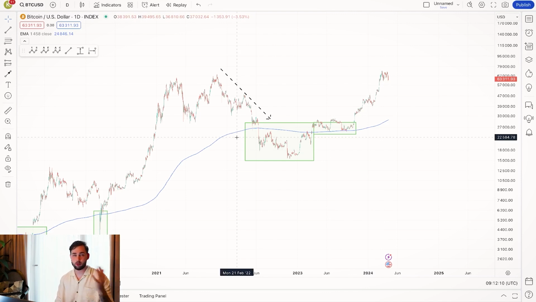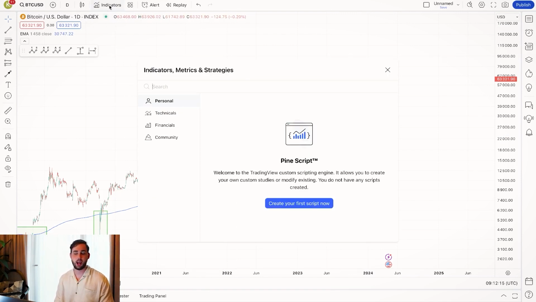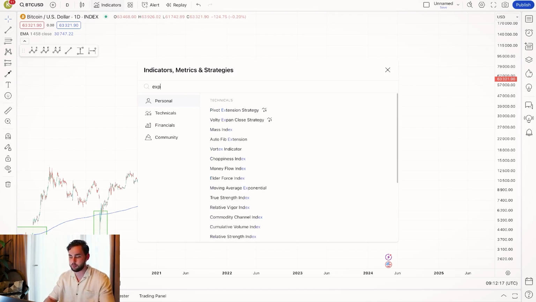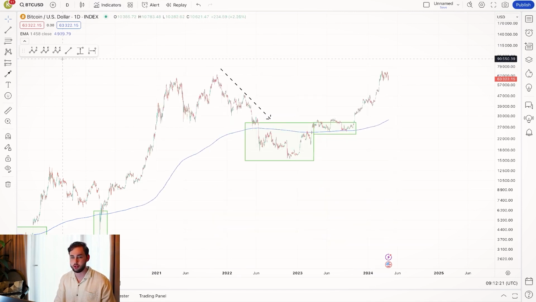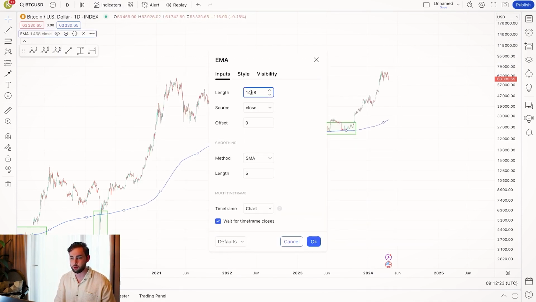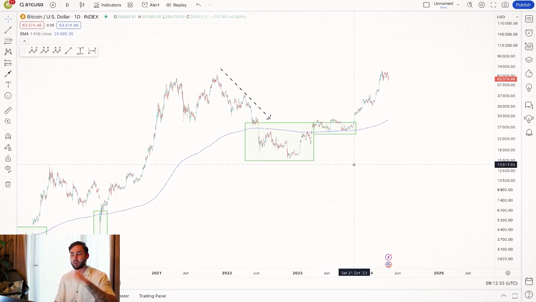Now, to show you how really simple it is, come to tradingview.com, click the indicators button up here, type in EXPON for exponential, click the moving average exponential, double tap up here, it'll be default set to 9, just change the length under the input section to 1,458, of course, representing the number of days. It'll plot this line, and that will give you all you need to know.